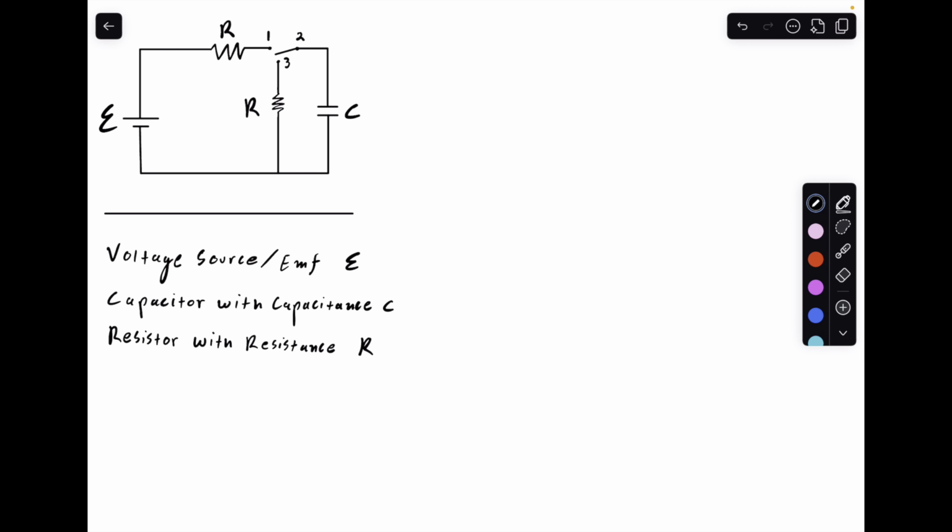Alright, hey guys, and welcome back to another AP Physics C video. Today we're going to be continuing the major derivation series with the derivation of current as a function of time for an RC circuit while it's charging. So let's look at the circuit first before we even do anything.